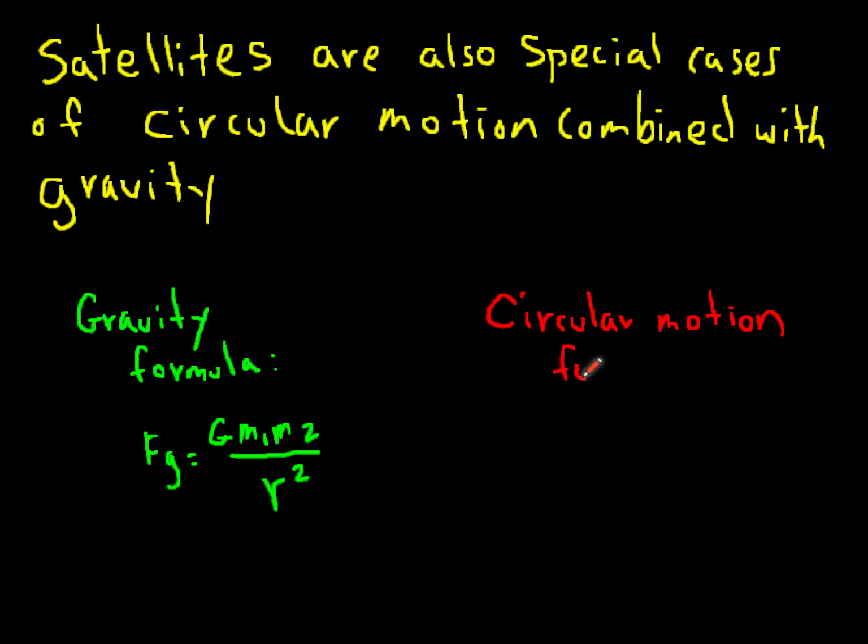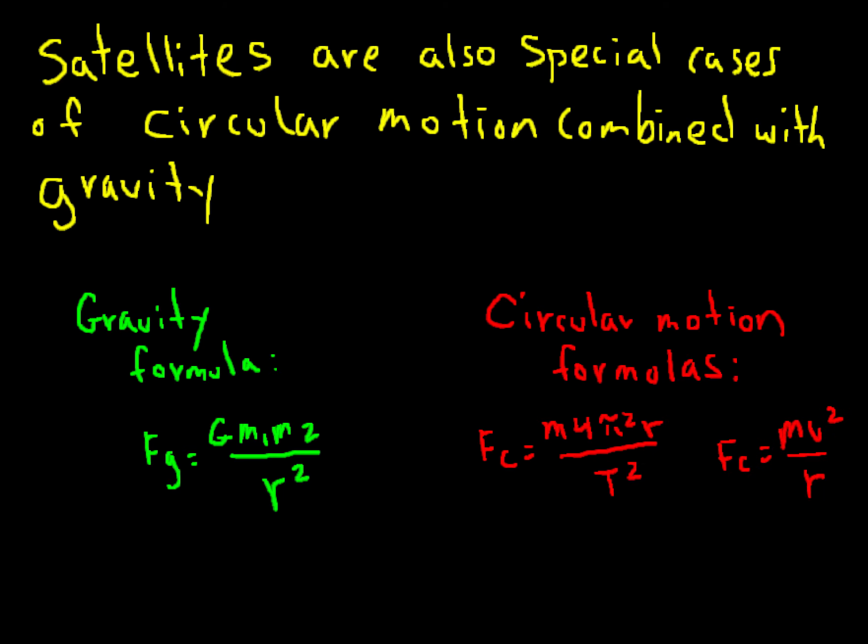Circular motion had two formulas, and either formula will be used in different situations. Fc equals m 4 pi squared r over T squared, where capital T is the period of the orbit, or Fc equals mv squared over r, where v is the speed of the orbit. We're going to number these formulas 1, 2, and 3 for easy use later.